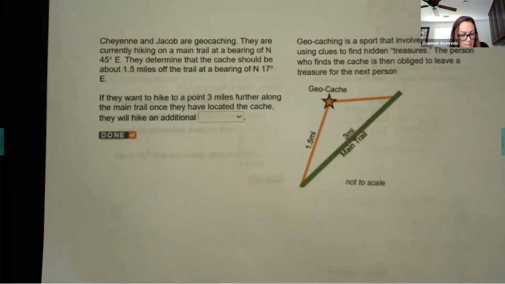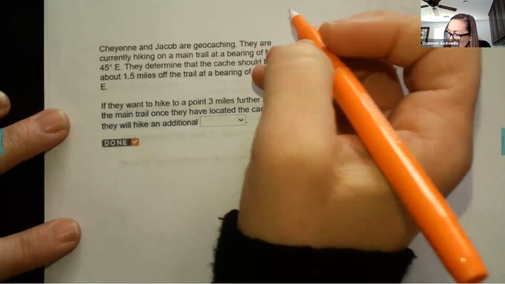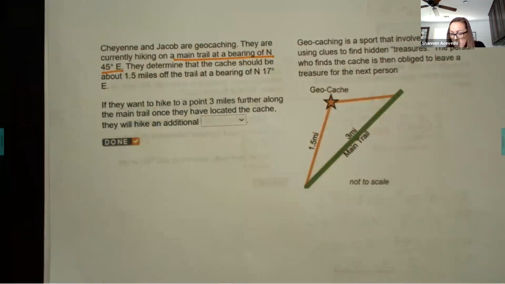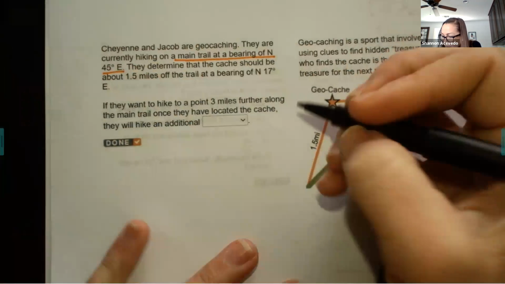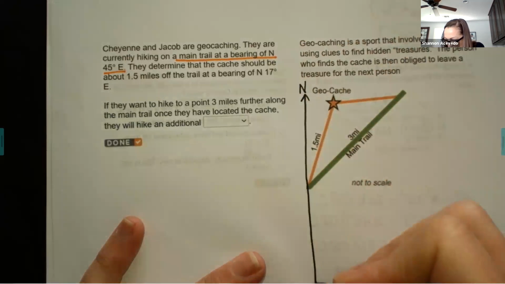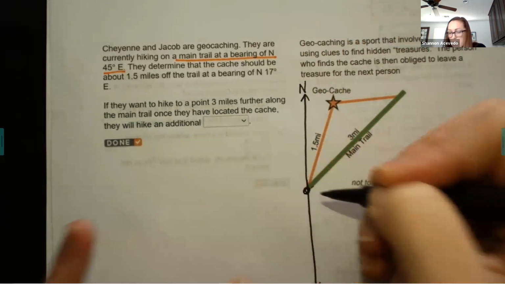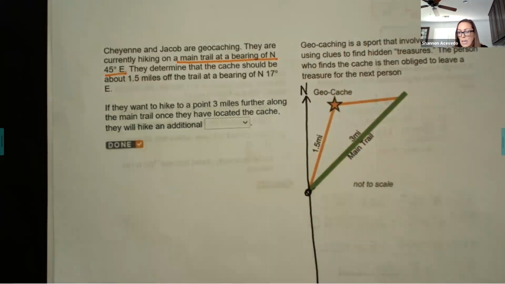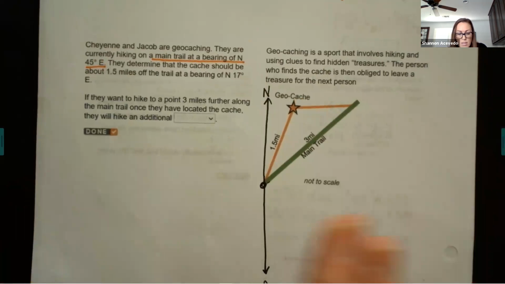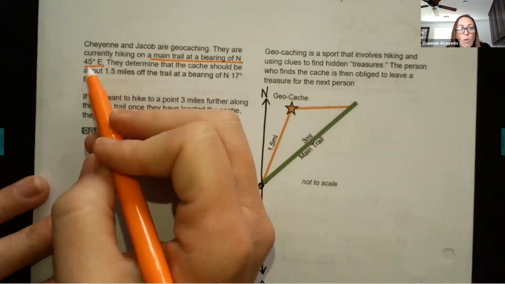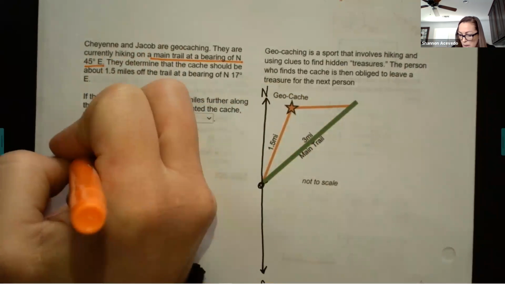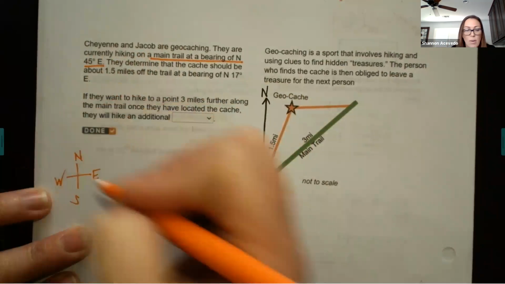Okay, so the first part here says the main trail is at a bearing of north 45 degrees east. So remember, when we talk about north, here's north. So obviously straight down would be south. And I'm using this as my starting point. So it says that they're going north 45 degrees east. So northeast, east is going to be this direction. Never eat shredded wheat. That's how I remembered.